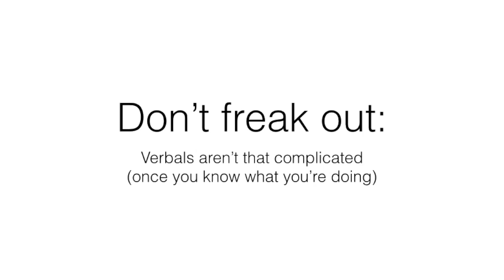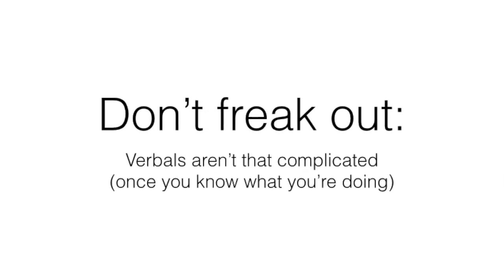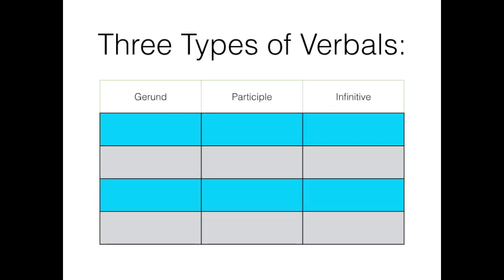A part of English grammar that can be really confusing, especially if you're learning it for the first time. Let's start with a basic definition. A verbal is a word that is normally used as a verb, but it's being used in this case as another part of speech. And verbals come in three distinct categories: gerunds, participles, and infinitives.